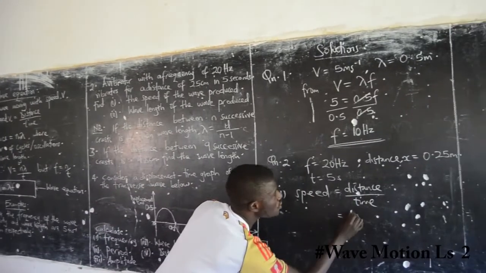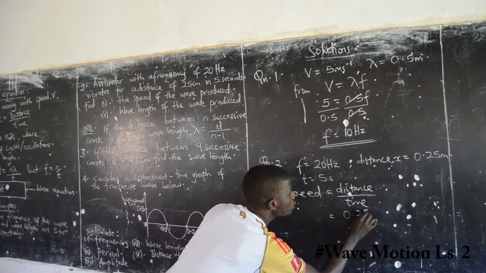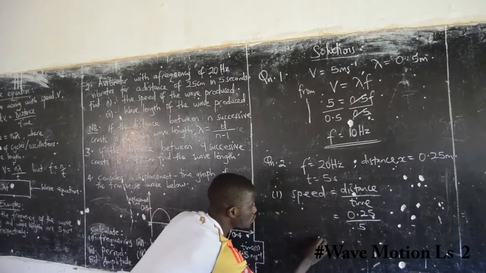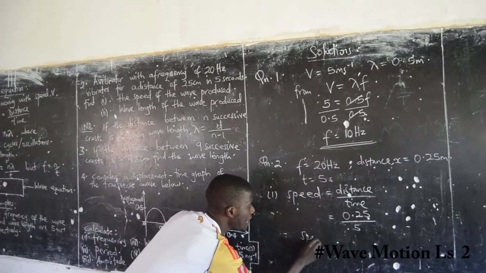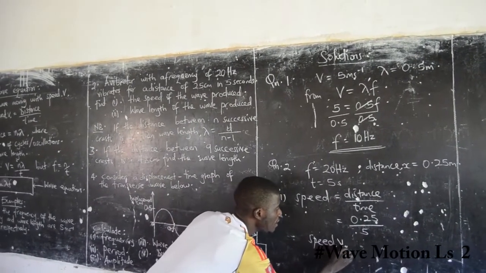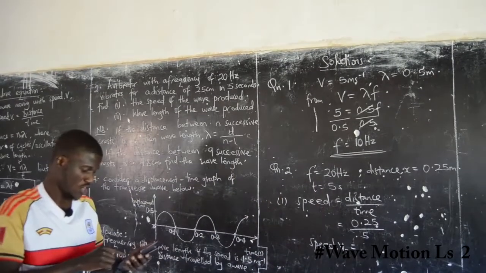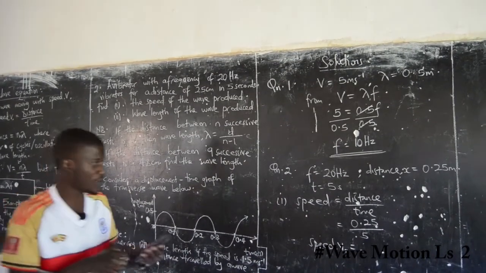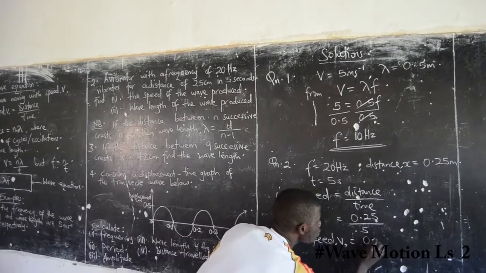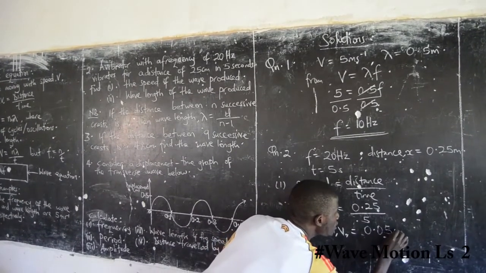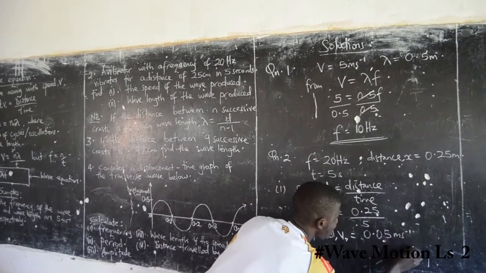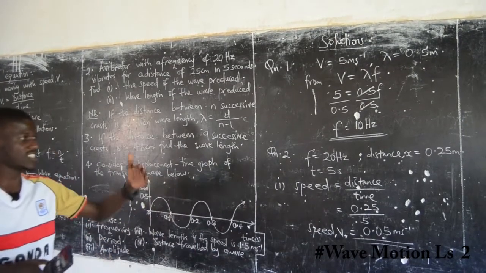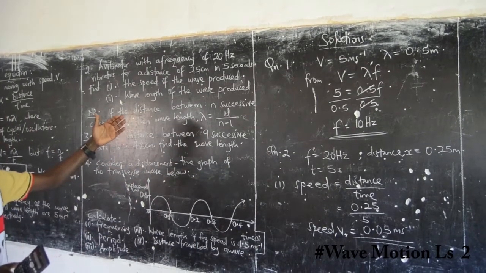What is the distance? 0.25 over the time, which is 5 seconds. So our speed v becomes 0.25 divided by 5, and your answer is 0.05. Speed is in meters per second, and the meter should be a small m. So that is the speed of the wave.